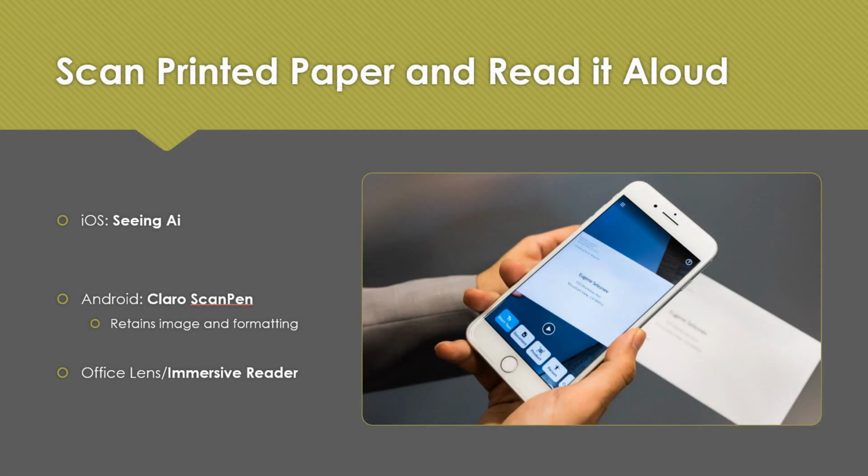So now let's talk about ways that you can actually take a picture of a printed sheet of paper and have your device read that text aloud. For iOS, so for Apple products like iPhone or iPad, there's an app called Seeing AI that works fairly well, and here's a quick video about it.